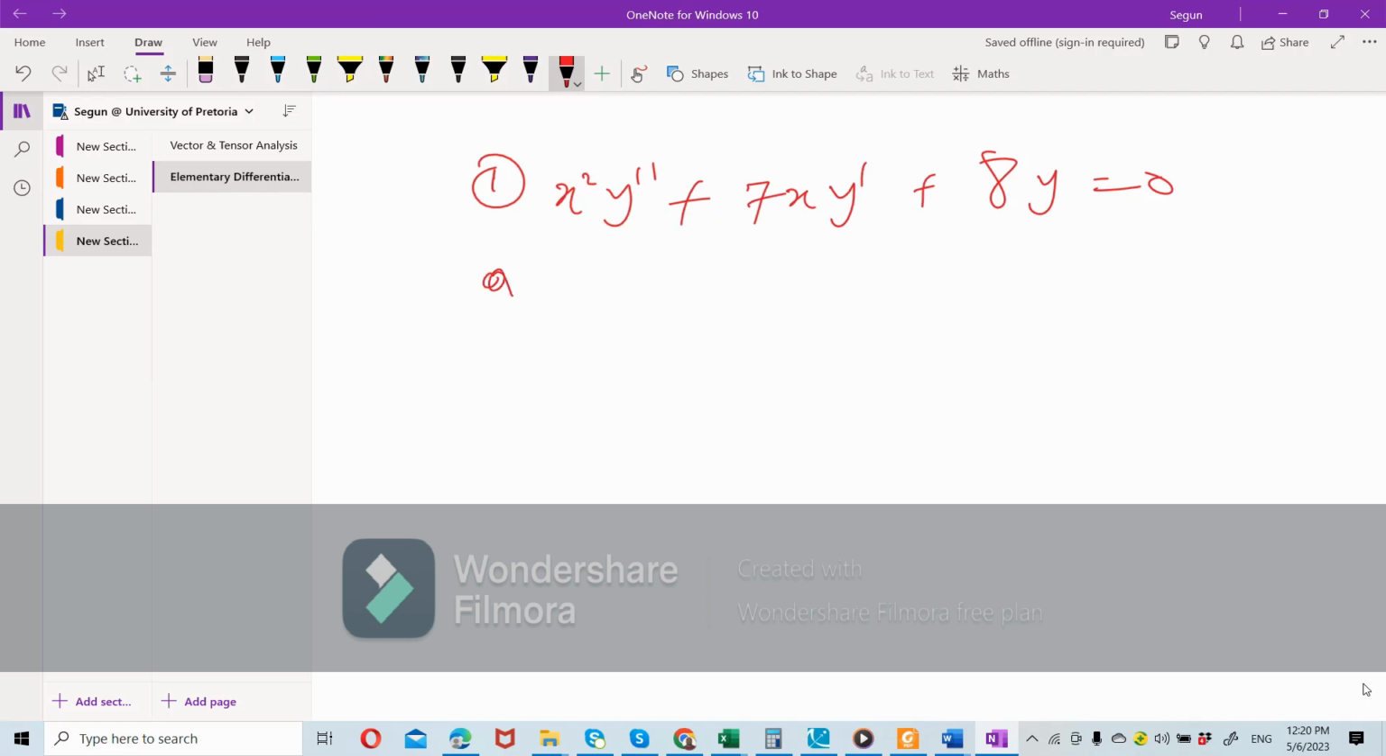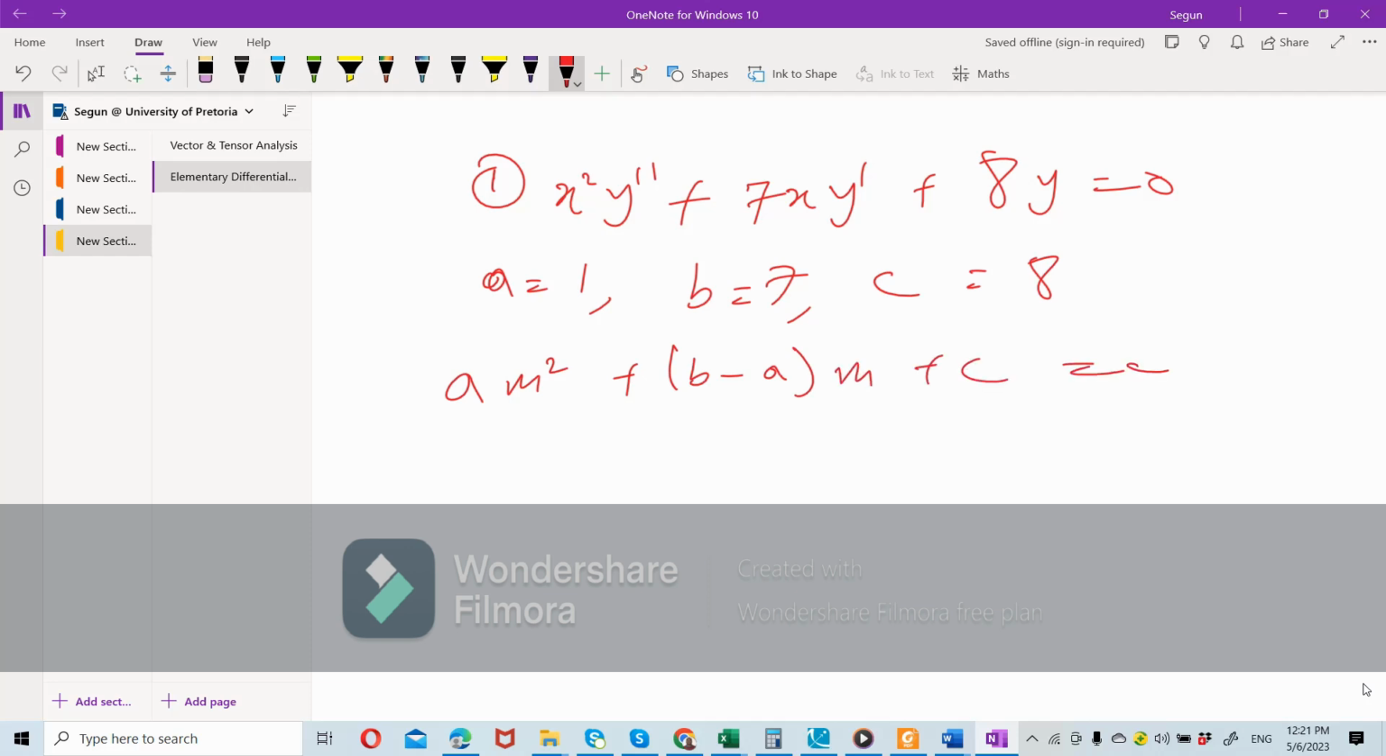What represents our A in this case? Our A is equals to 1. Our B is equals to what? Anybody? B equals to 7. Then our C is equals to what? 8. Good. Now, don't forget we have A m squared plus (B minus A) m plus C equals to 0. All we need to do is just to substitute. You don't need to prove it all over again.